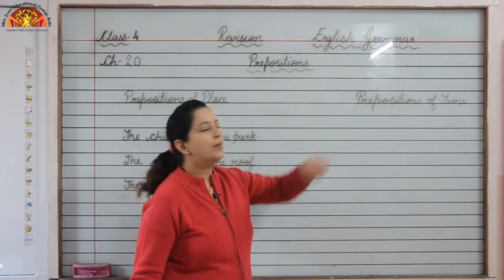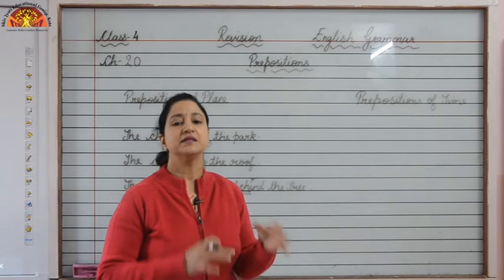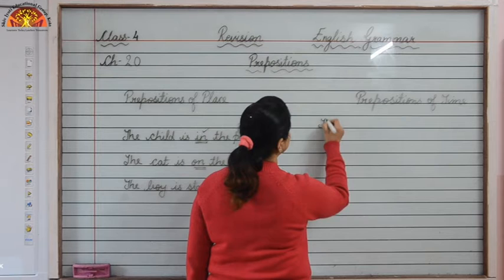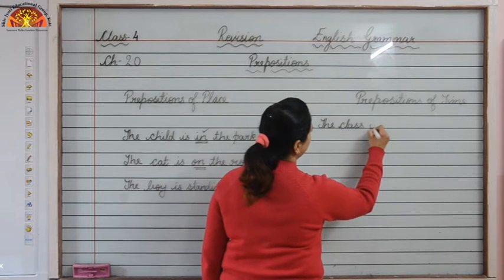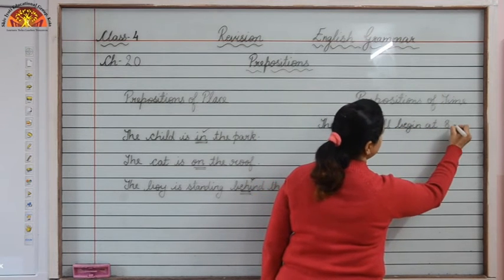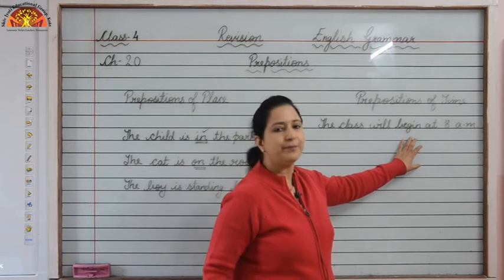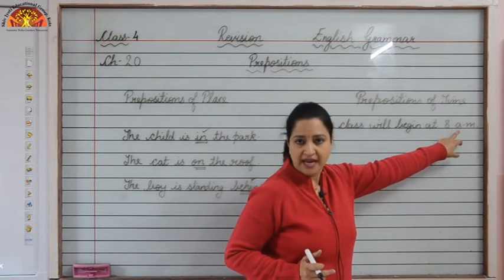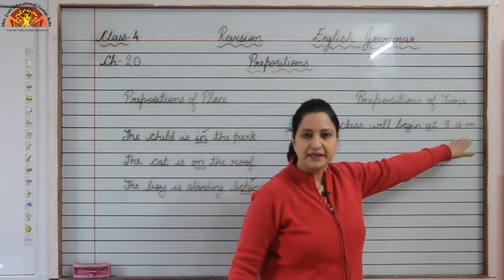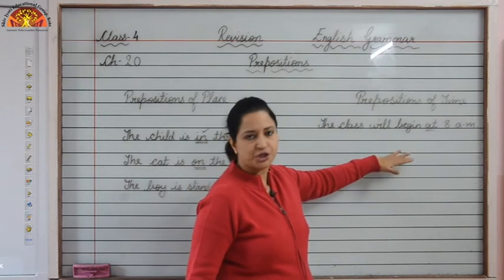Now let's move to preposition of time. Preposition of time denotes time. It tells us the time. For example, the class will begin at 8 a.m. Now in this sentence, the class will begin, but when will it begin? At 8 a.m. So here at is the preposition and it denotes the time. At what time will this class start? At 8 a.m. So this is the preposition of time.